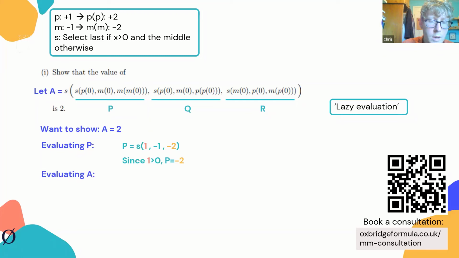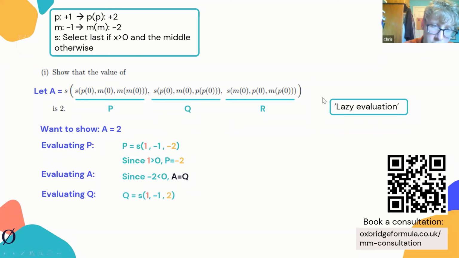And since -2 is negative, in A, we're going to keep the second term, the middle term, which is Q. So now we know A is just equal to the value of Q, and we just have to work out Q. So we'll just say evaluating Q, it's got the same form as P, just with slightly different inputs. It's 1, -1, and 2. Again, 1 is positive, so we keep the last term, which is 2. So we've shown that Q equals 2.